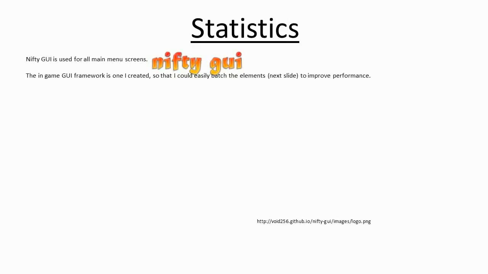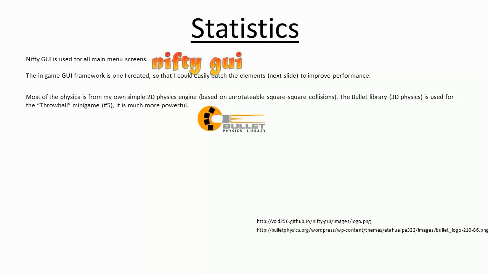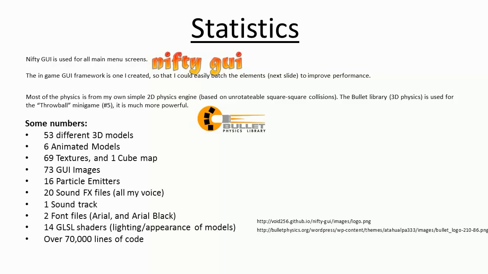Okay, so I used something called the Nifty GUI for all the main menu screens, and for the actual in-game GUI, it was something that I created so that I could easily batch the elements to improve performance, which I'll discuss a bit more in the next slide. And then most of the physics in the game is actually 2D physics. And it's based on square-square collisions, and the squares don't rotate. So it's very simple, but very effective for what I wanted to do. I do use the Bullet library, which is a 3D physics library for the throwball minigame, and it's a lot more powerful, but requires a lot more resources.